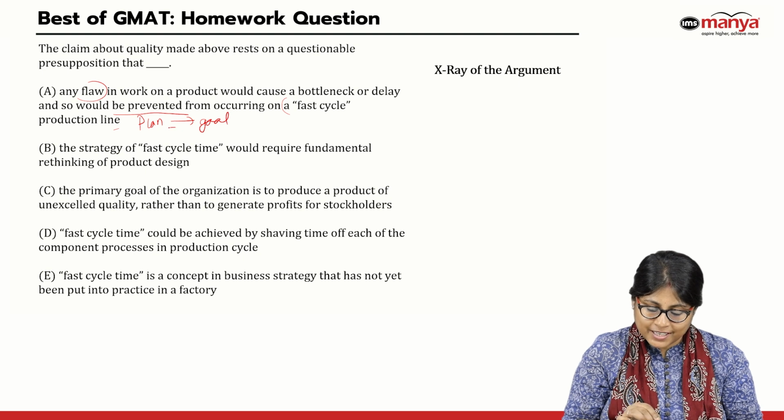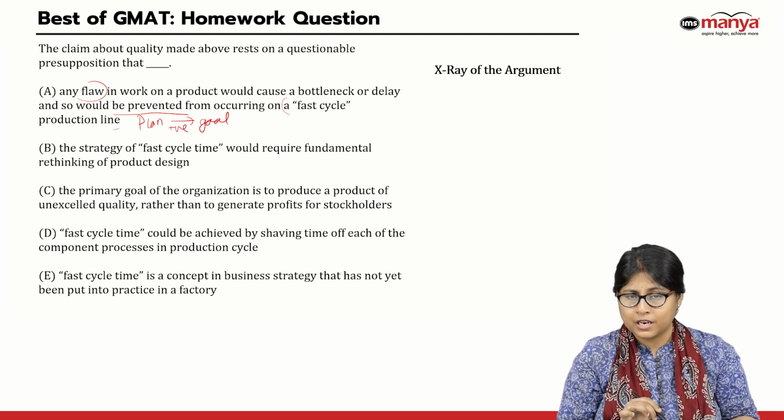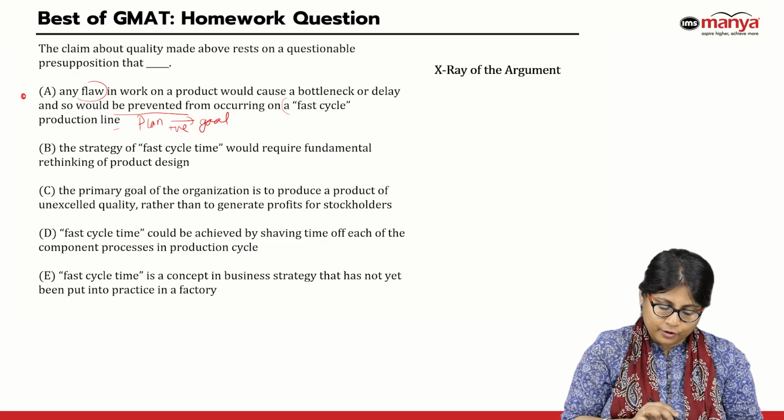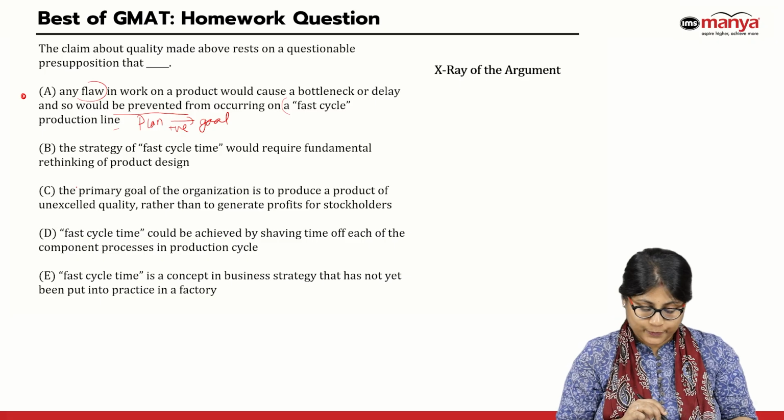Meaning, if we adopt the plan, we might be able to achieve the goal. So, somewhere it is telling me, yes, adopt this plan. You will be able to see some positive results in terms of what the goal or the expectation is. So, let's keep A on hold. Let's look at the next option.